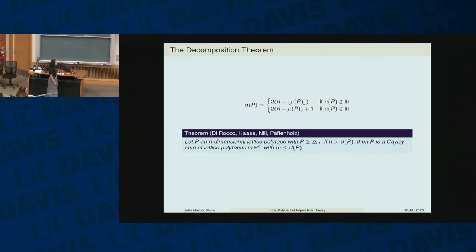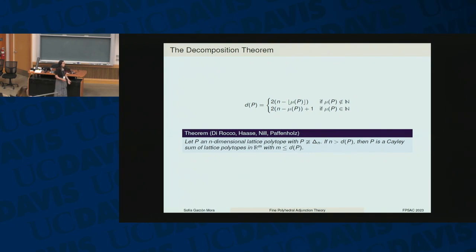And so there's this decomposition theorem that precisely tells me when something has a Cayley structure. If I take this parameter d, and I define it in terms of the Q codegree, then if I take an n-dimensional lattice polytope that has dimension at least this parameter d, then this will be a Cayley sum of lattice polytopes. And this even tells me in which R to the m. So this is already a very interesting theorem and very strong statement.